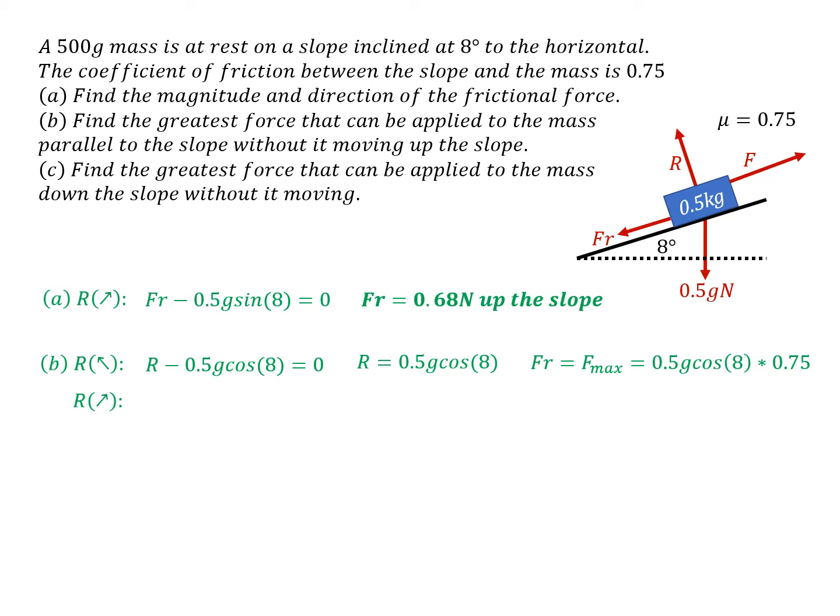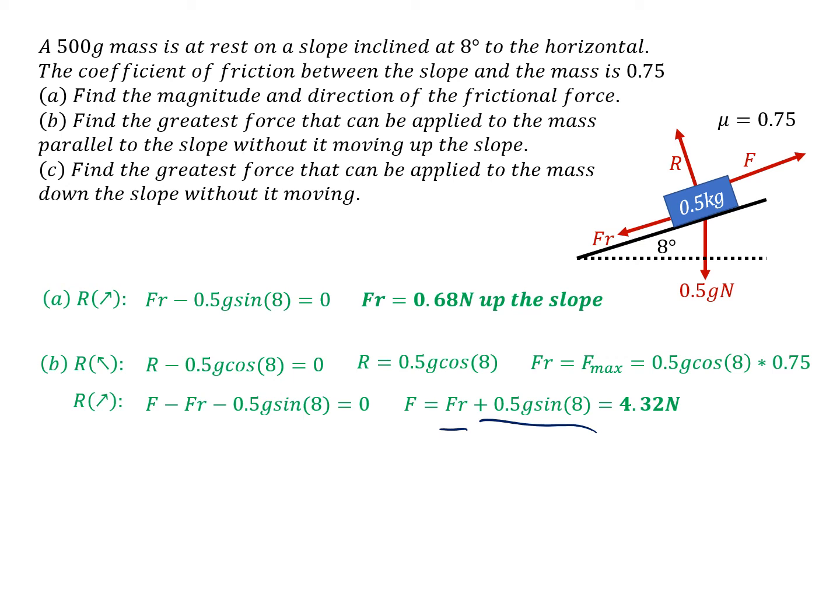So when we resolve parallel to the plane, we've got the force and the friction, which are both parallel to the plane, and we've got the 0.5 g sine 8 degrees, which is also parallel to the plane. So F minus the friction minus the component of the weight parallel to the plane, that's the resultant force, equals mass times acceleration, which is 0. So then the force is the friction plus this component here. A total of 4.32 newtons is the maximum that we can apply before the mass moves up the plane.